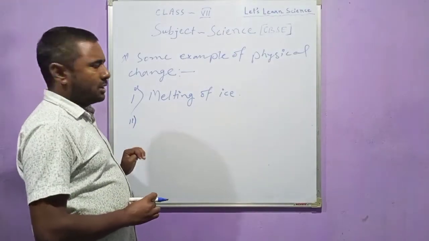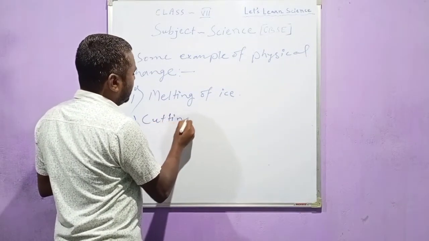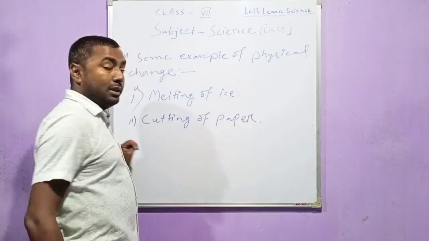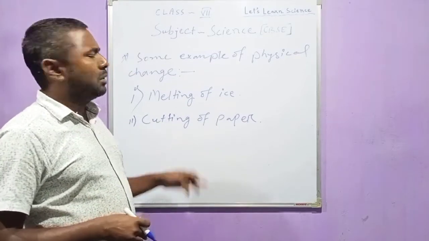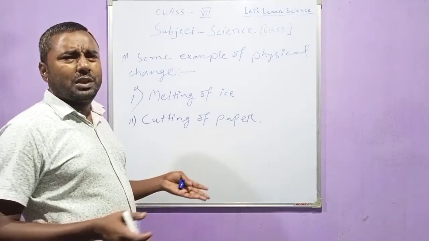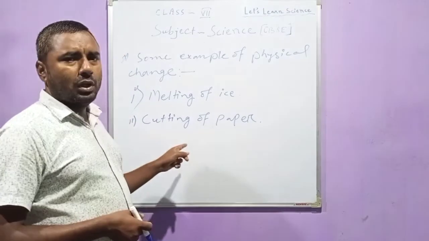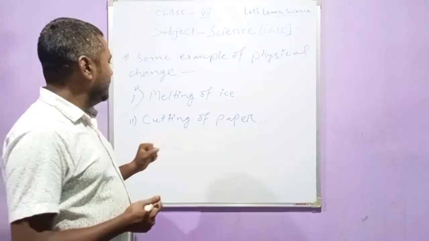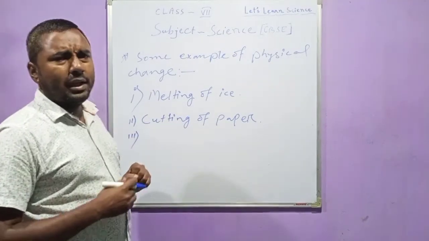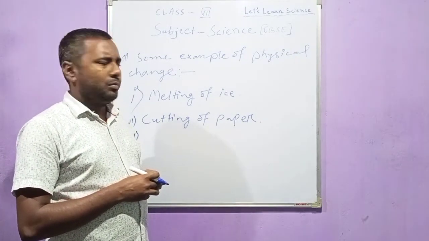Melting of ice, and then cutting of paper, as I have just told you. If you cut, then it remains as paper. So cutting of paper, cutting of clothes, cutting of different types of things. When you cut, then no new substance is formed. So as a result of that, it falls under which category of change? Physical change. Then many more examples are there.